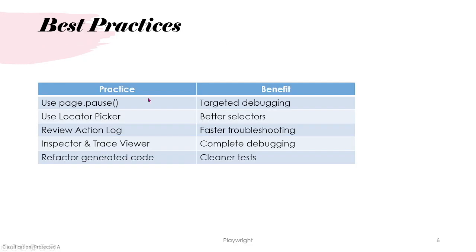Best practice: use page pause. You can do targeted debugging. Use the locator picker to select better selectors. Review the action log for faster troubleshooting. Inspector with Trace Viewer together gives complete debugging. Refactor generated code for cleaner tests.